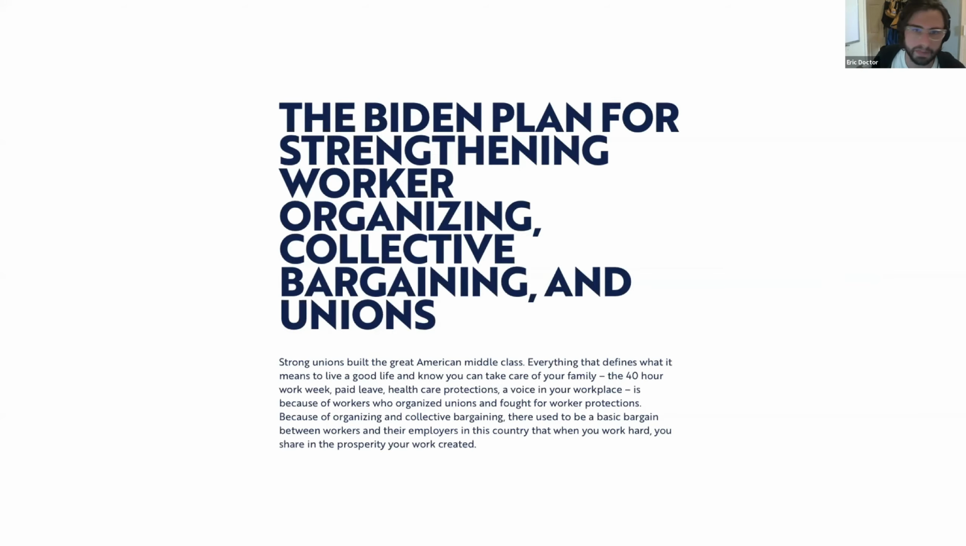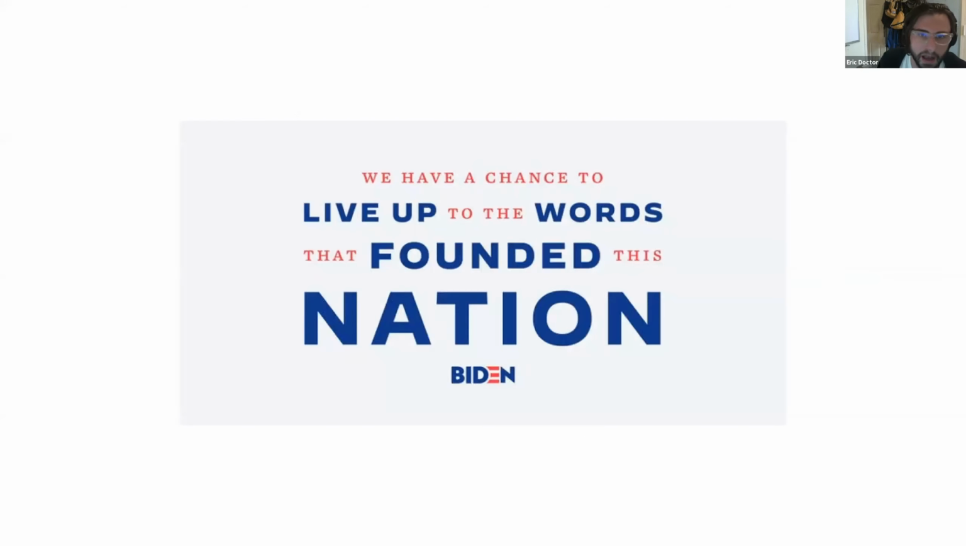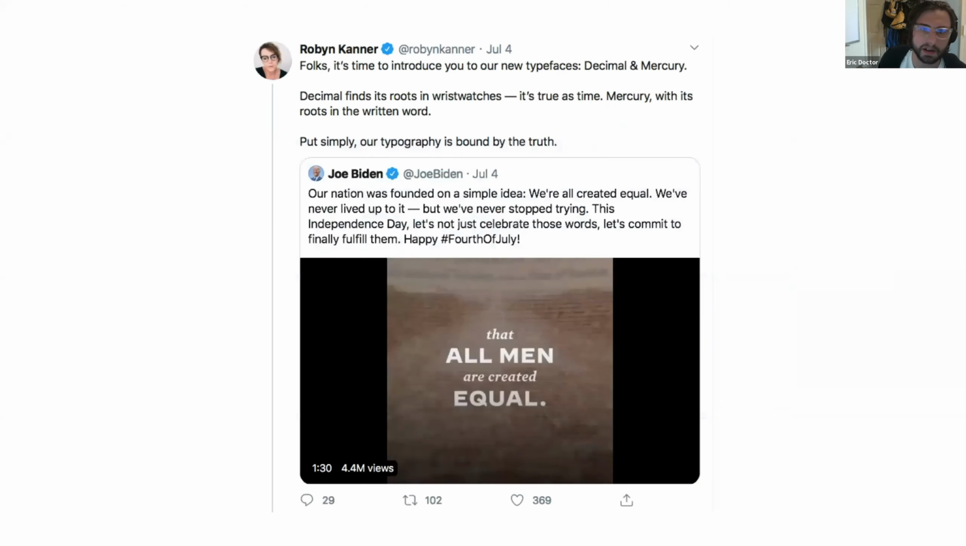Jonathan Heffler of Heffler & Co. and chose the typefaces Mercury and Decimal as their type palette. And so this is what Robin Cantor, the senior creative advisor for Biden's campaign, had to say about the typefaces. Decimal finds its roots in wristwatches. It's true as time. Mercury with its roots in the written word. And I think that's a little bit of bullshit.